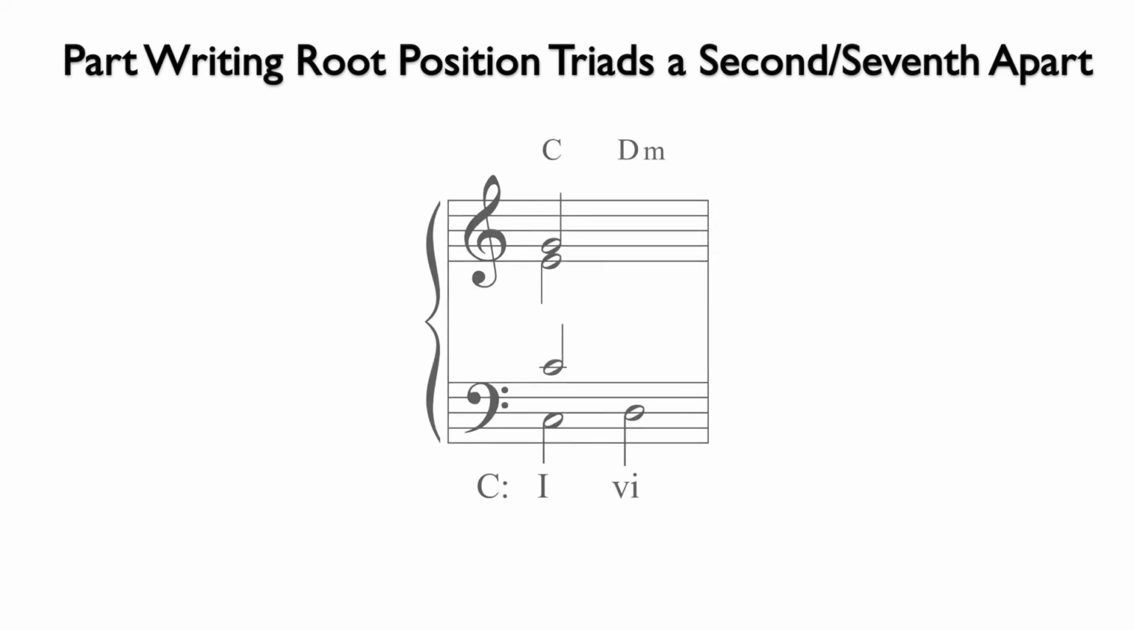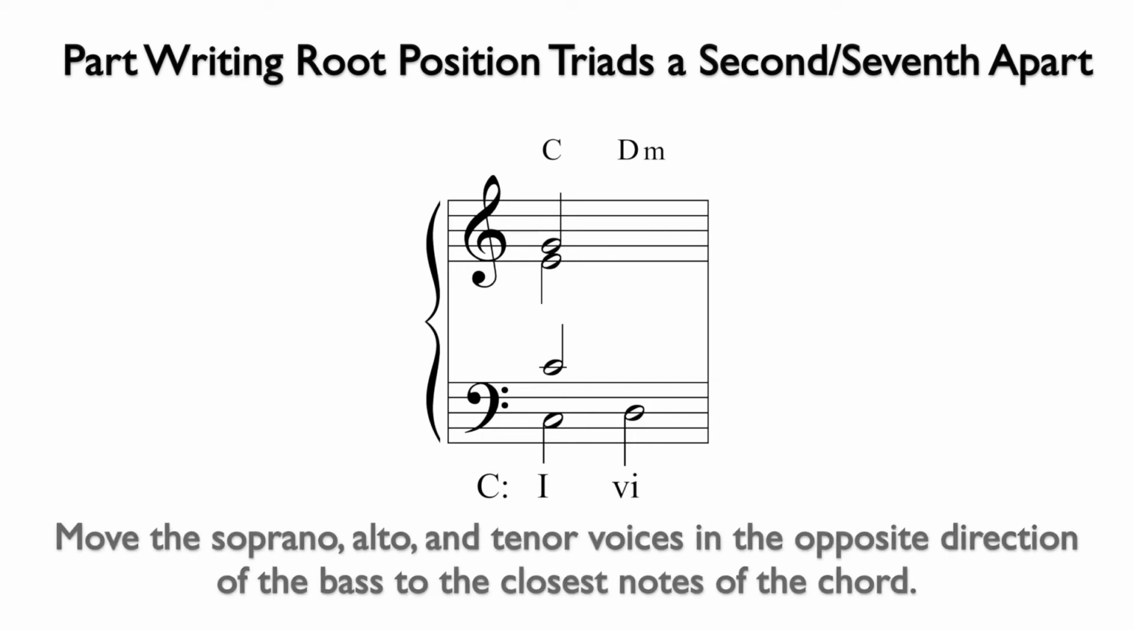Let's start with the same voicing for the C chord and rework the D minor chord to avoid the parallel fifths and octaves. Since triads that are a second/seventh apart have no common tones, they will always result in issues with parallels if all the voices are moving in the same direction. The procedure for voicing one root position triad to another root position triad a second/seventh away is as follows. Move the soprano, alto, and tenor voices in the opposite direction of the bass to the closest notes of the chord.